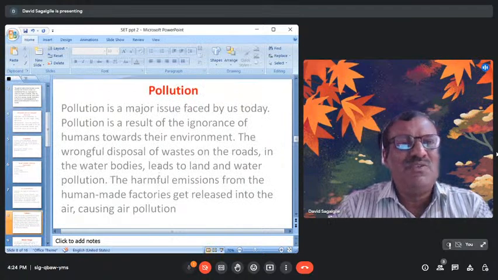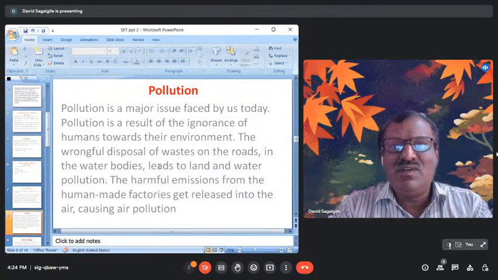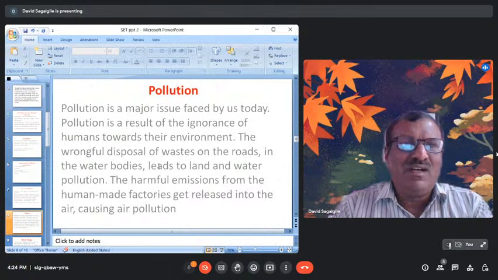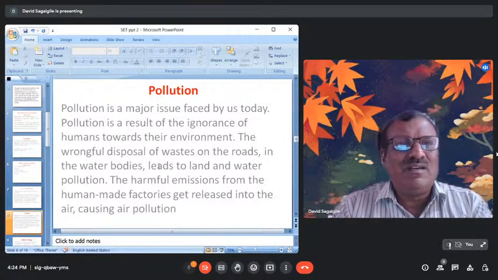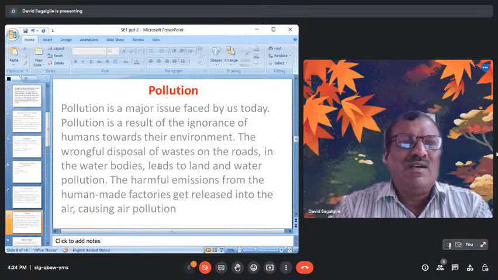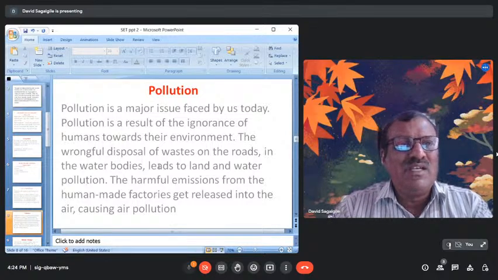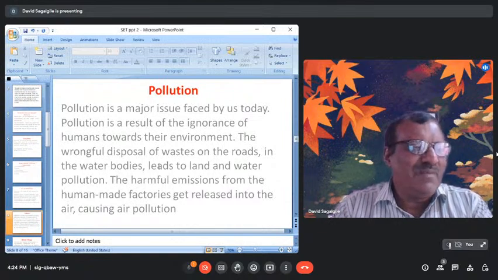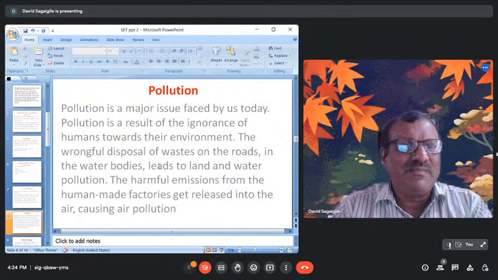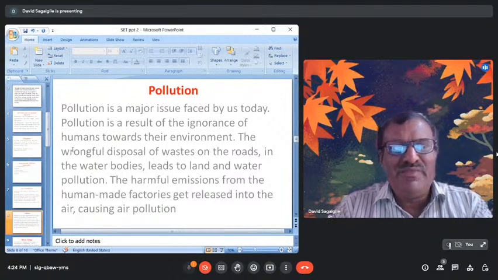Then the second one is pollution. Now, pollution is also a very huge problem that we have created for ourselves. Okay, now what are the different kinds of pollution that we see? Water is polluted, air is polluted, our food is polluted, and our surroundings are polluted, the atmosphere is polluted, because of the different kinds of industry or because of the different kinds of human activities that we are doing. So pollution is a major issue faced by us today.